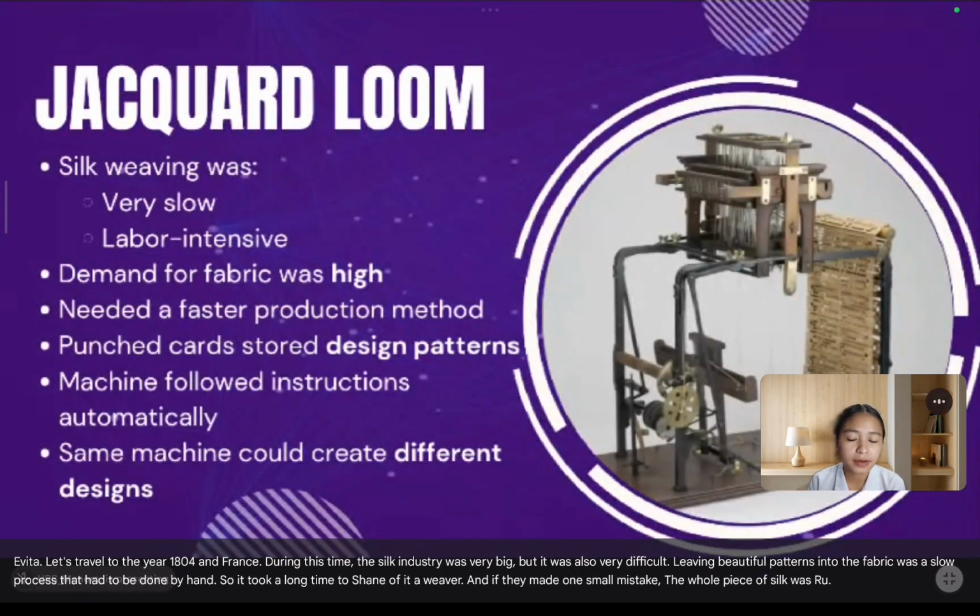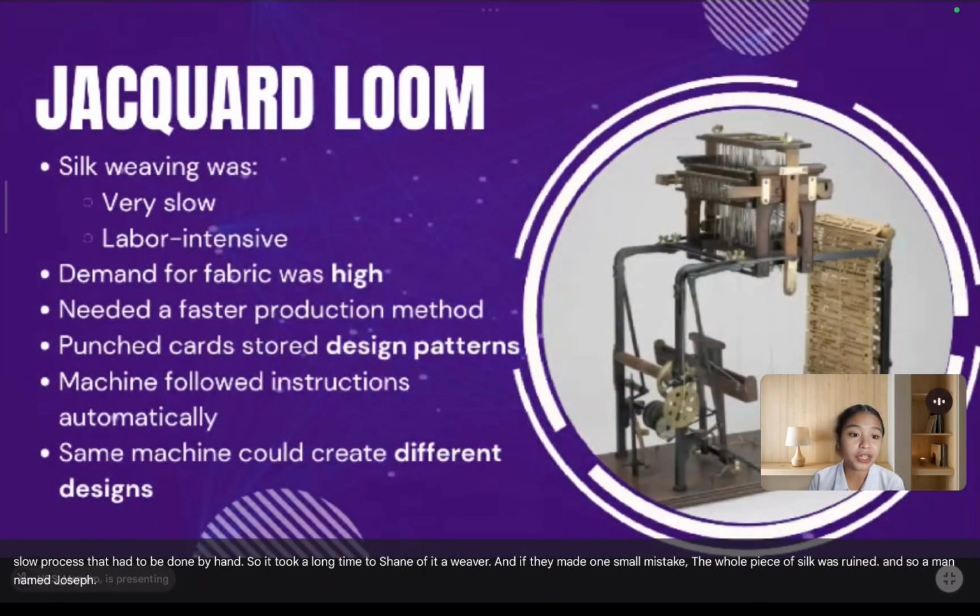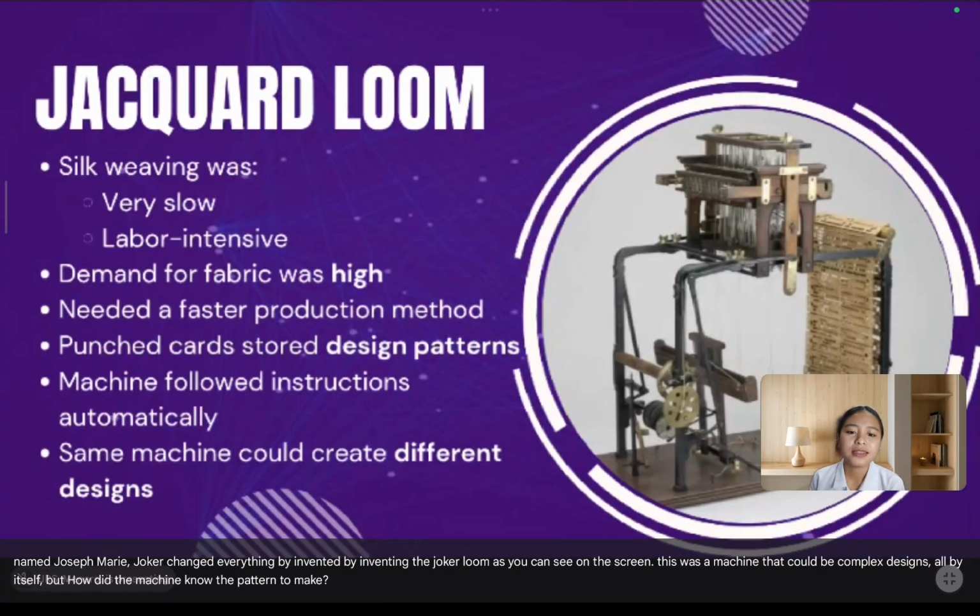of silk was ruined. And so a man named Joseph Marie Jacquard changed everything by inventing the Jacquard loom, as you can see on the screen. This was a machine that could weave complex designs all by itself. But how did the machine know the pattern to make? The secret was in punch cards.